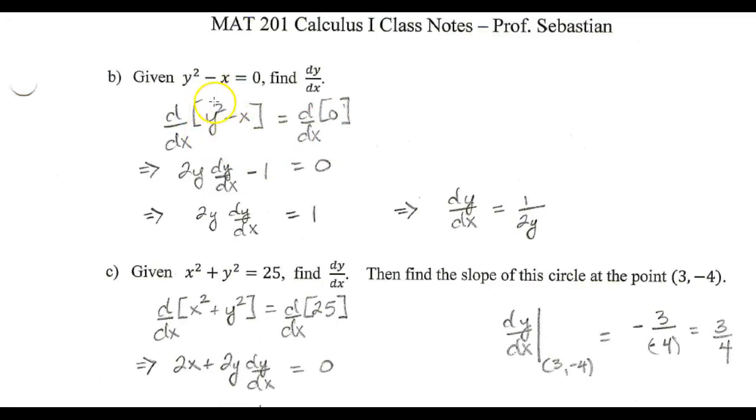So I have to take the derivative of the outside, which is 2 times y to the first power, 2y, times the derivative of the inside, which is y. I don't know what y is, so I just write it as dy/dx. 2y dy/dx. Okay, minus the derivative of x, the derivative of x is just 1, equals the derivative of 0, which is 0. Solve that for dy/dx, I get dy/dx is 1 over 2y.